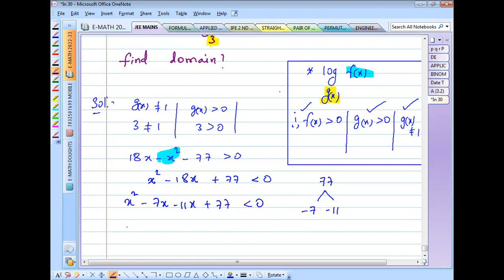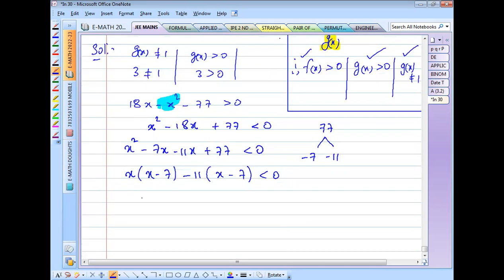That means x is a common factor for the first two terms, so you can write x of x minus 7. For the last two terms, minus 11 is a common factor, then I have x minus 7. Now, by observing these terms, x minus 7 is a common factor again for these two terms, and what is left is x minus 11. The entire product would be less than 0.